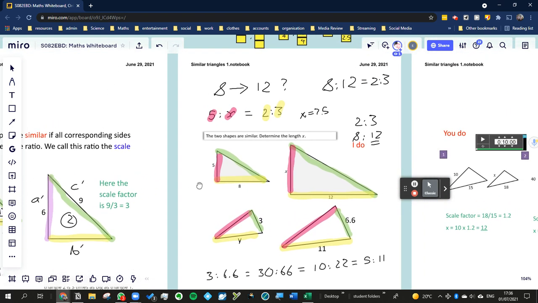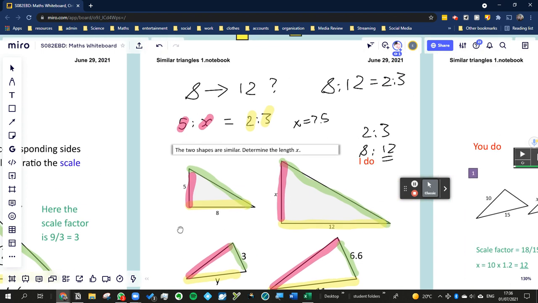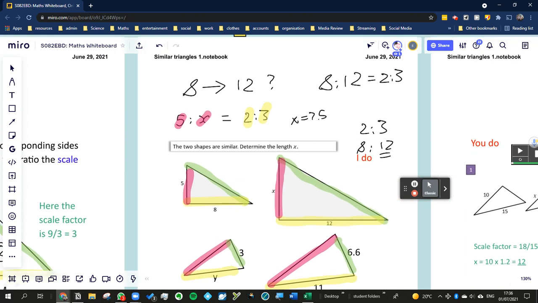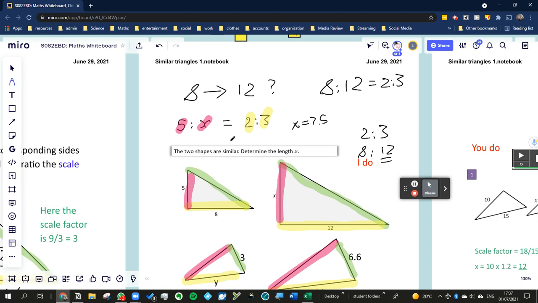So the first thing really is to identify what the scale factor is, and then you can work out the missing side. So if we look at these, and this is going to link to ratios a lot, if we take these two triangles, I've color coded them so we can see which side corresponds to what. The 8 is changed into a 12. So the ratio of the two sides would be 8 to 12, and that can be simplified by 2 to 3. And so the 5 to x must also be the same ratio, 2 to 3.